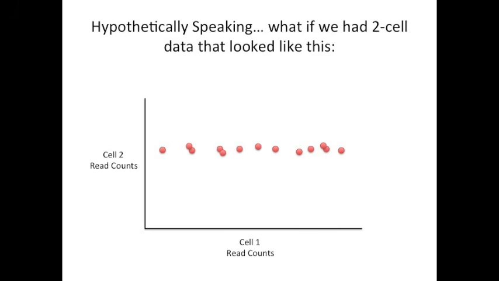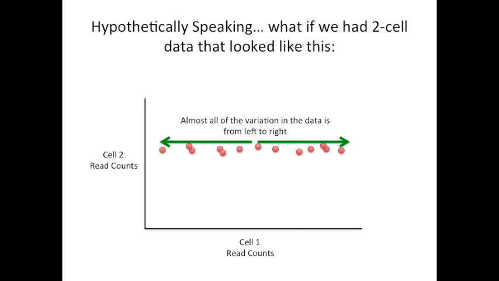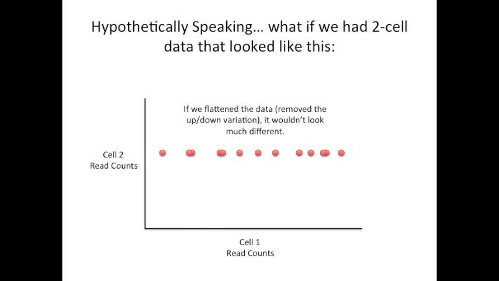To answer that question, we're going to go back to a data set that just has 2 cells and 2 dimensions. Hypothetically speaking, what if we had 2-cell data that looked like this? Here, we see that almost all of the variation in the data is from left to right. That is to say, cell 1 has some genes that are lowly transcribed and some genes that are highly transcribed. But it looks like all of cell 2 genes are all transcribed at the same level. If we flatten the data, that is, removed the up and down variation, our graph wouldn't look much different from what it looked like before.